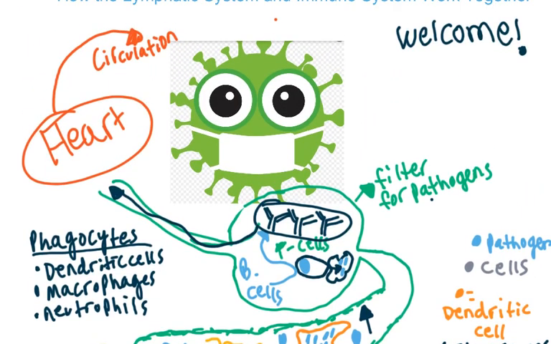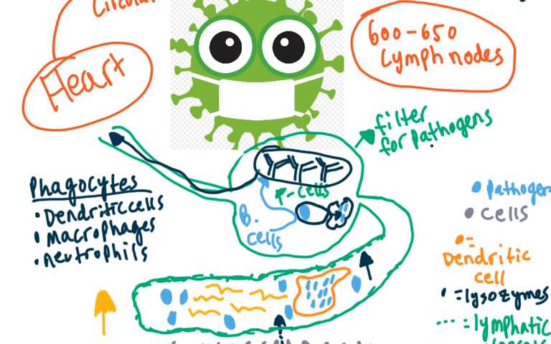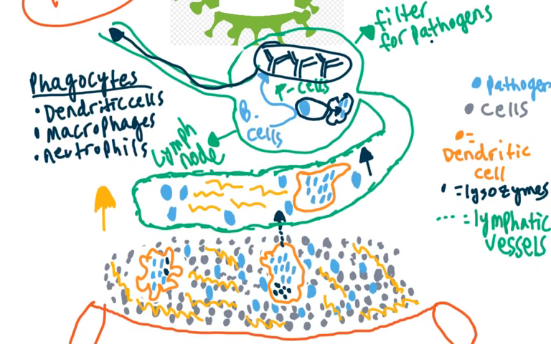Sorry about that. Another cool thing to know is that in our body we have around 600 to 650 lymph nodes. So remember, this is our lymph node. Let's go and label this real quick. So this represents our lymph node. All right, and so that's basically it.